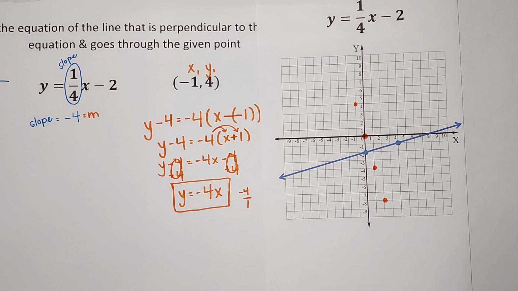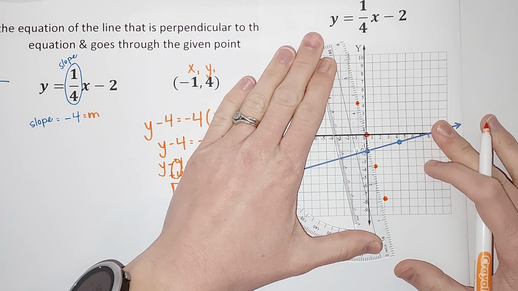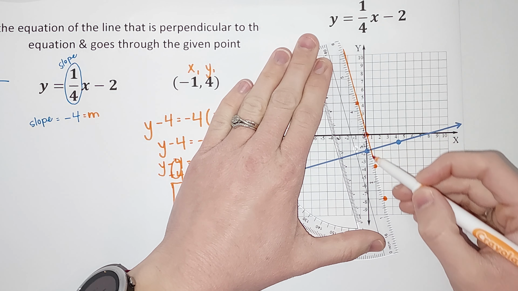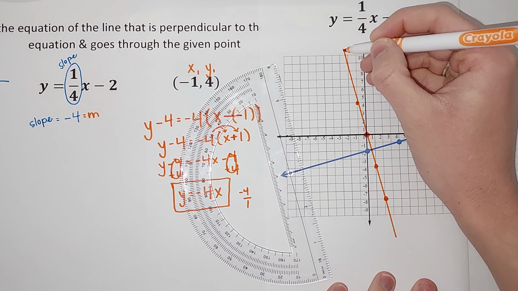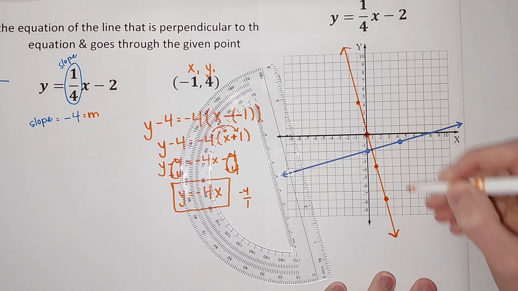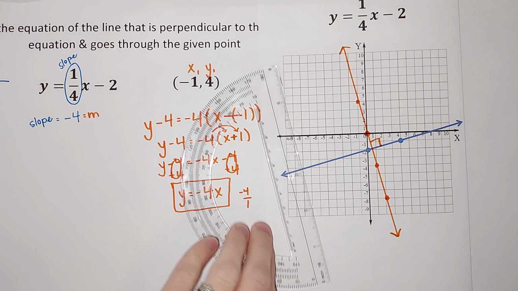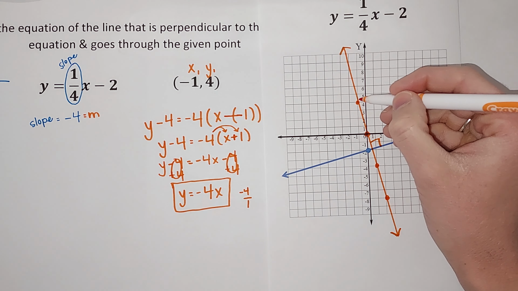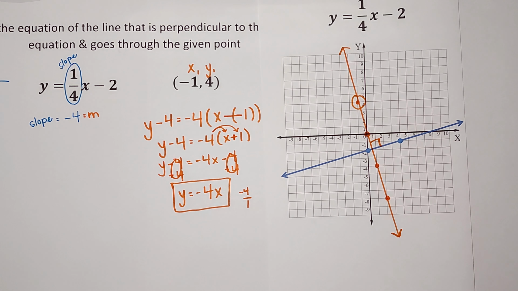Sorry, looking for my straight edge because I want the line to be straight. Okay, here we go. So my line looks a little something like this. That is looking like they make a right angle, right? Look at that. Bam. Feeling pretty good about it. And then does it go through negative 1, 4? It does right there. So I'm feeling pretty confident that I did this right.